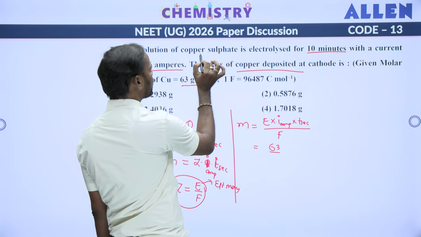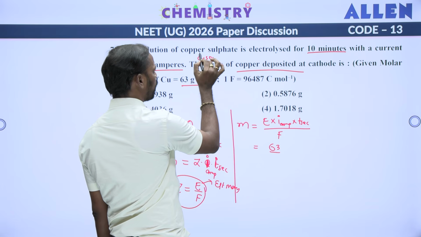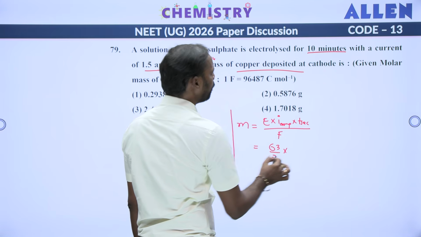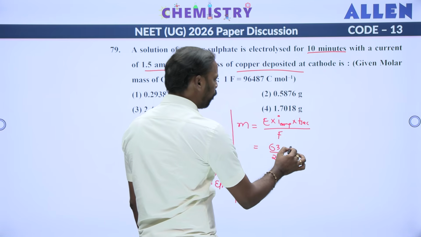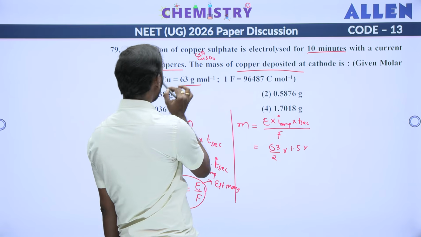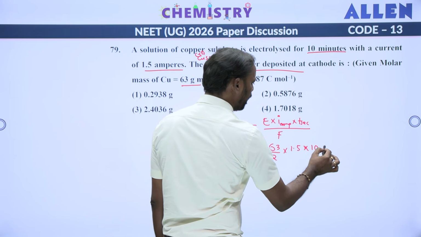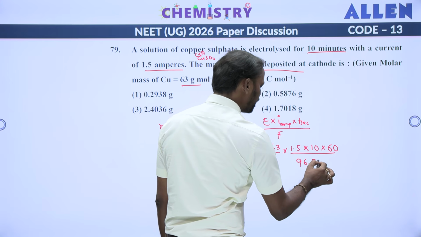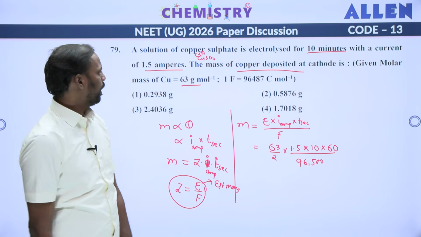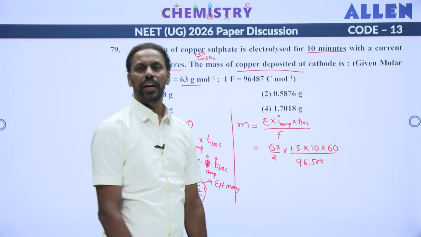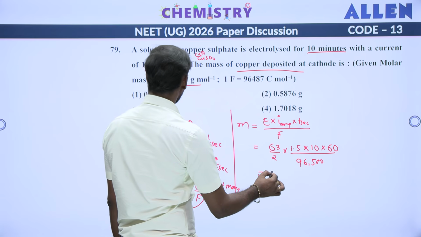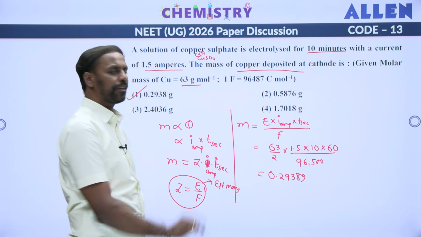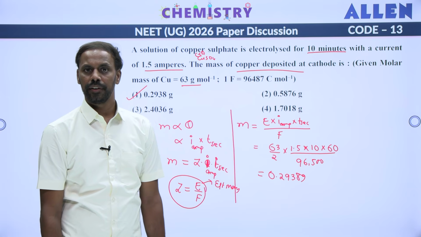What is the n factor? Copper sulfate is given. What is the n factor in the case of a salt, student? That is the charge present on the cation. So 63 divided by 2, into current 1.5 ampere, where time period they mentioned is 10 minutes, but that should be in seconds. So 10 into 60, divided by Faraday, 96,500. So this question came from electrochemistry. After solving all this, we are getting 0.2938 grams. So which option is correct? That is option 1.